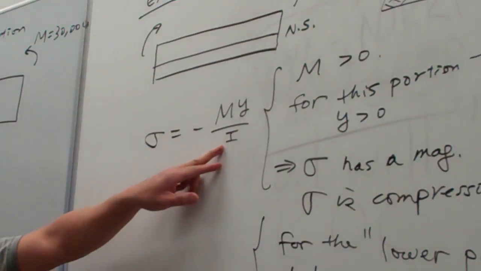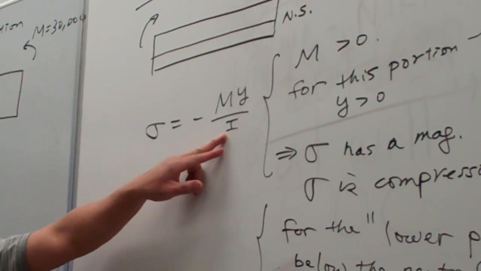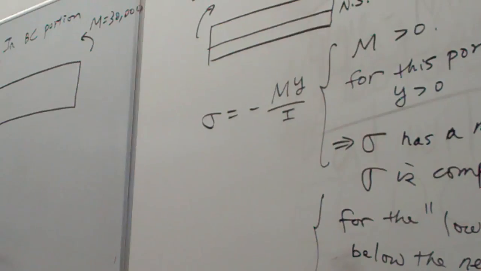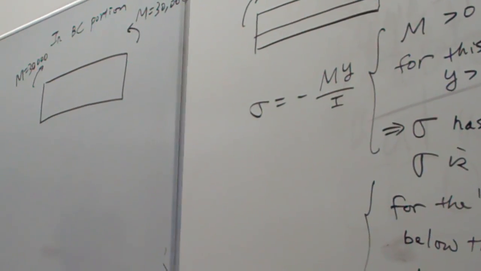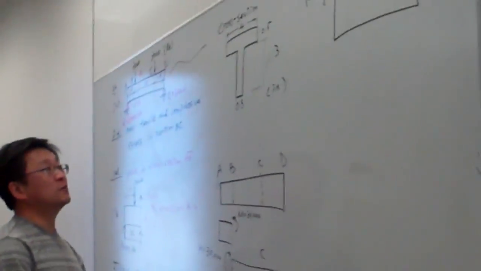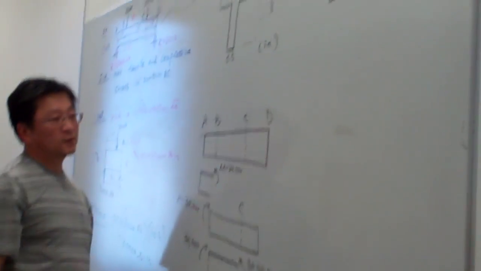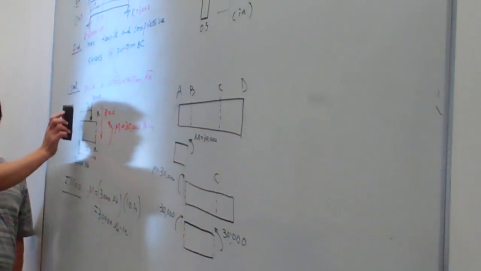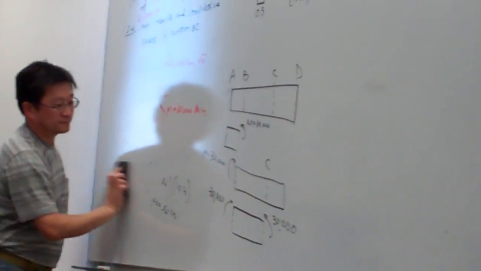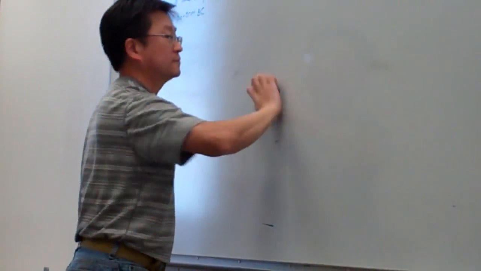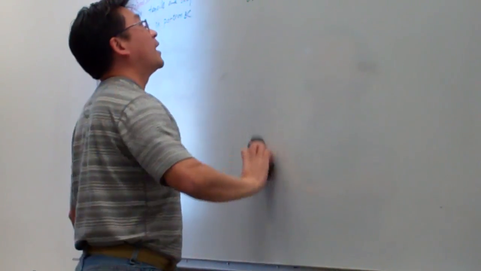So now we're going to determine I first, okay? And I is the moment of inertia with respect to the neutral axis. So the neutral axis, we look on this one here. Okay, let me erase this part. And now we're going to calculate I.